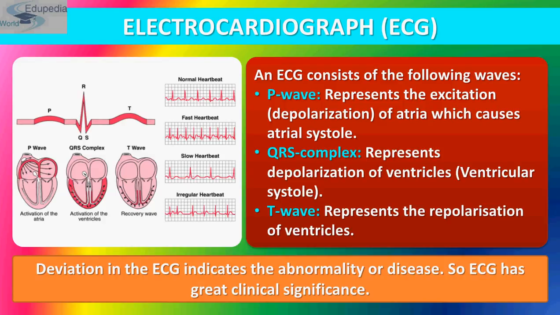Your P, R and T, being above the baseline, are called positive waves. Which are positive waves? P, R and T, because they are above the baseline. What about Q and S? They are just below the baseline, so they are called negative waves. R is the tallest wave and T is the broadest and rounded wave. Please note that. Deviations in the ECG indicate abnormality or disease, so ECG has great clinical significance.